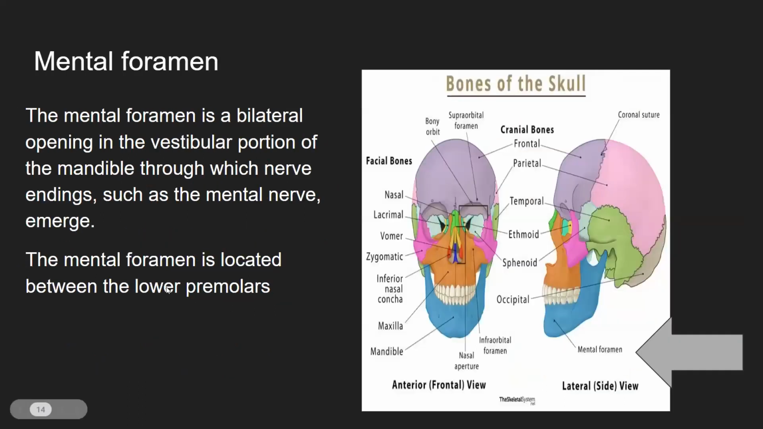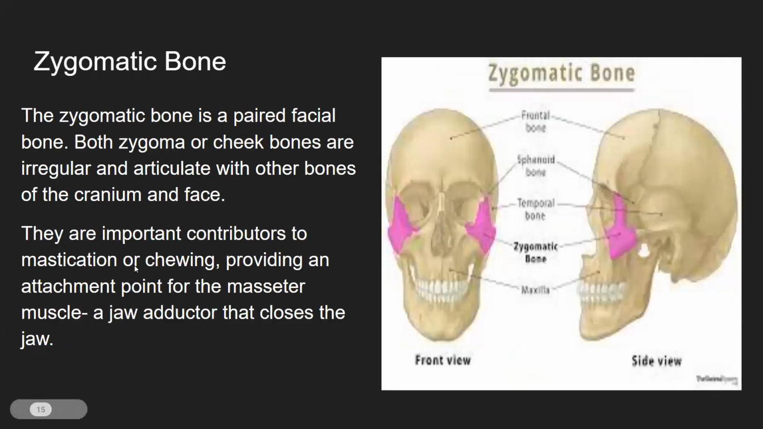Onto the mental foramen. The mental foramen is a bilateral opening of the vestibular portion of the mandible through which nerve endings such as the mental nerve emerge. The mental foramen is located between the lower premolars.